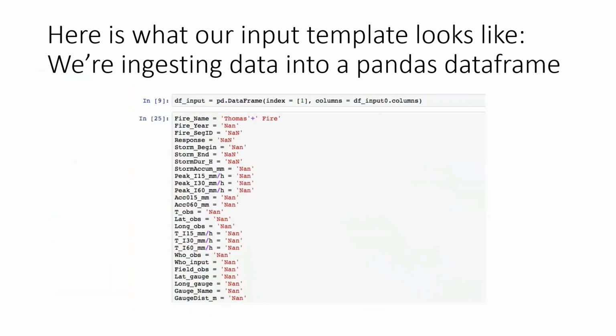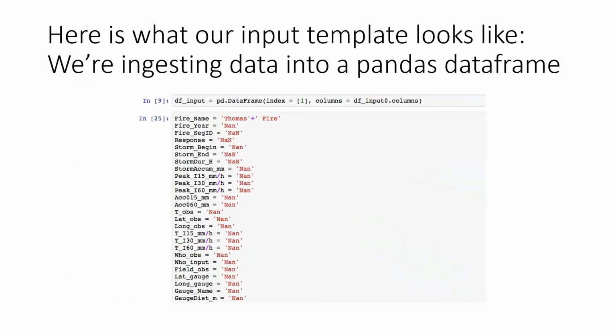So lastly, just to give you a visual of how we're going to ingest this information, some of you might be familiar with Pandas data frames, and you might know how flexible and easy they are to ingest data. So here's an example of a Python notebook. The second box shows variables on the left, variable names like fire name, and then on the right there's values. And since this is our template, they're all set to NaN, but we would obviously fill these in.